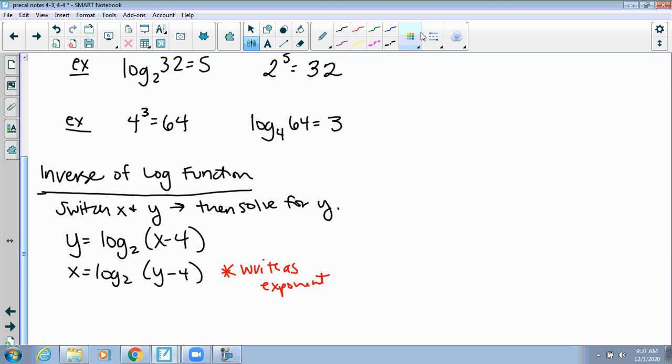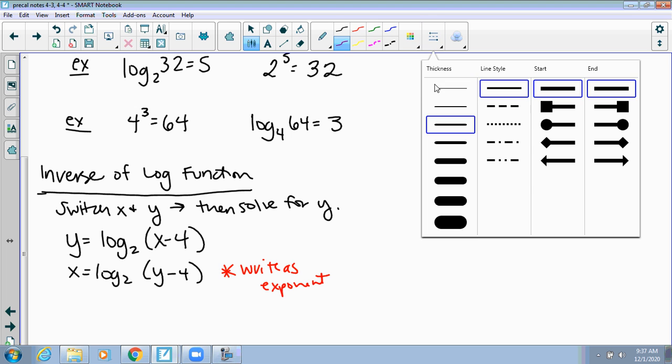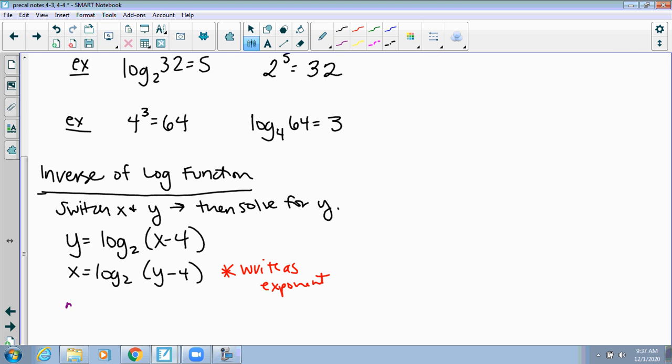Okay. All right, so I'm going to do that, and it looks like my base is going to be 2. It's going to be raised to the x. That's what it's going to be by itself. It looks a little different because it's not on this side where we're normally used to seeing it. But you can just think about putting the equals x on that side. 2 to the x is equal to y minus 4.